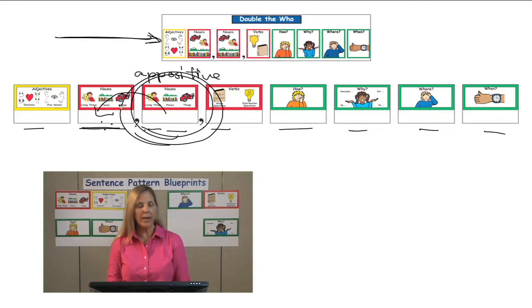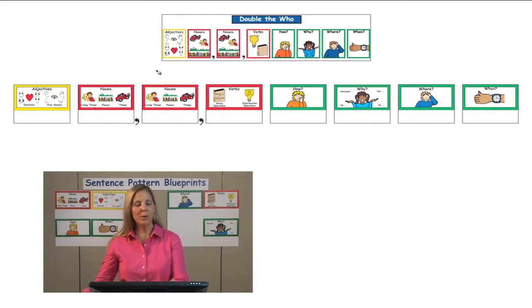An appositive is a word or a group of words that are going to tell us more about that noun. I could have Jane, and then I'm going to tell you more information about Jane. I'm going to identify her to you. Jane, my older sister. An appositive is giving you more information about the noun that it is next to, and it could be before or after that noun.